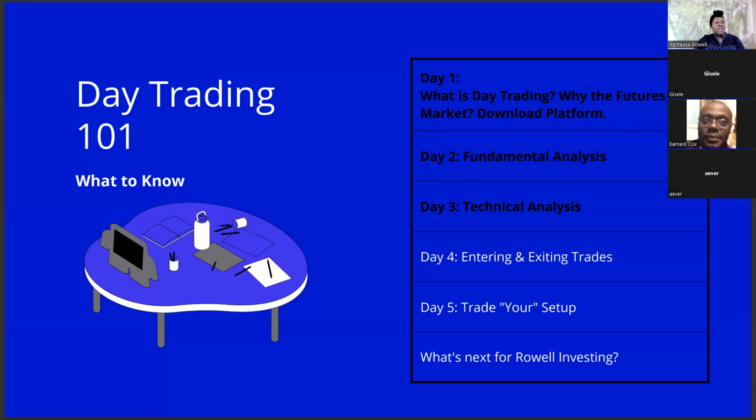So we are at night 4, and here we go. On day 1, we went through what is day trading and why the futures market, and we downloaded the platform NinjaTrader. Day 2, we discussed fundamental analysis. And day 3, which was yesterday, we discussed technical analysis, and that takes us to today, day 4, entering and exiting trades.